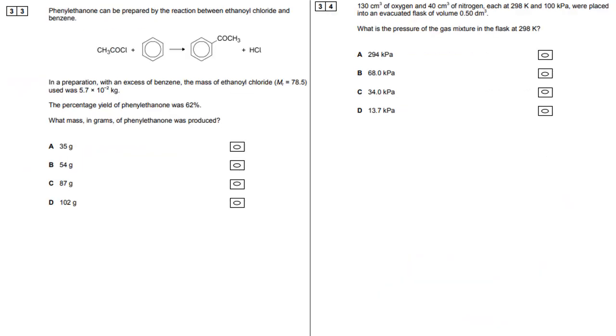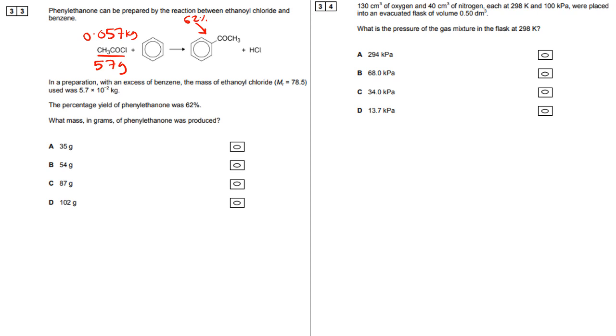Question 33. So we've got a yield question here. It gives you the balanced equation. You're told the mass of ethanoyl chloride, this substance on the left, is 5.7 times 10 to the minus 2 kilograms, 0.057 kilograms. Or let's turn that to grams, which is 57 grams. The percentage yield of phenylethanone, so that's this substance here, is 62%. So what mass was produced?